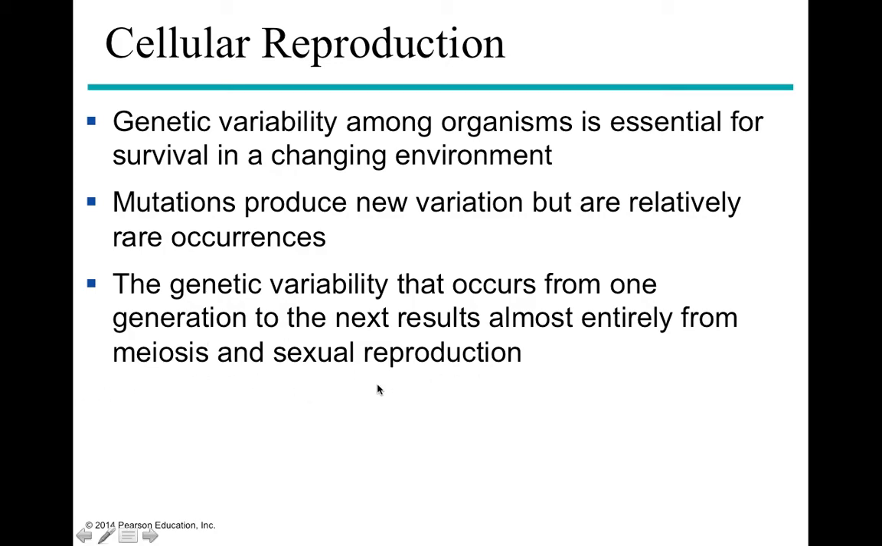So mitosis doesn't really allow for much variability, although we do end up with mutations just by regular cell division, but generally those are going to occur in your somatic cells, and so they're not going to be passed on to your offspring.